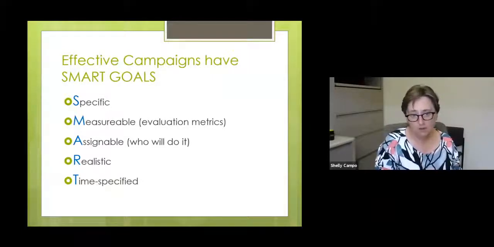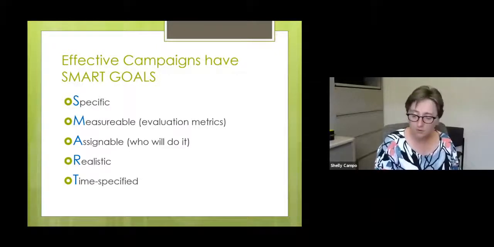And then, public health folks, this is probably an idea that is known to most of you, but effective campaigns are just like a lot of other public health programs. We want to have SMART goals, right? So we want our goal for the program to be as specific, measurable, assignable, realistic, and time specified as possible. Part of this time has been specified for you. We know we'll be doing a lot of these activities over the next 6 months.